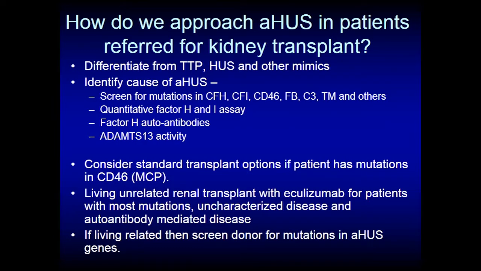And once we've made a diagnosis and are comfortable with where we are, then we would consider our treatment options, which is the standard treatment option with a kidney transplant alone if you had a mutation in MCP, and a living unrelated kidney transplant with eculizumab for patients with most mutations. And for those whose disease is uncharacterized, meaning we believe clinically it's atypical HUS, but we haven't found the smoking gun that confirms that that's what it is. And for patients that might have autoantibodies that are causing atypical HUS. In all of those patients, living unrelated kidney transplant is the preferred way for us to approach a person who might need a kidney transplant.